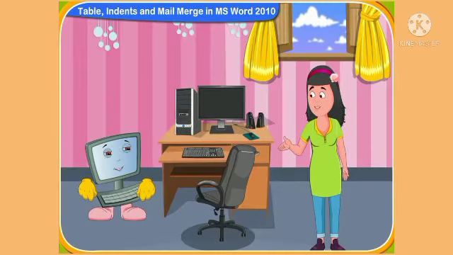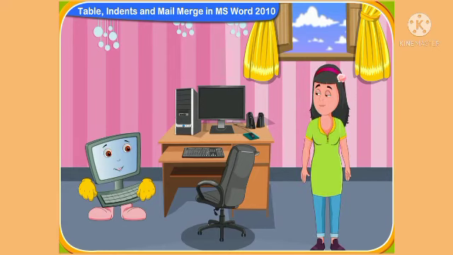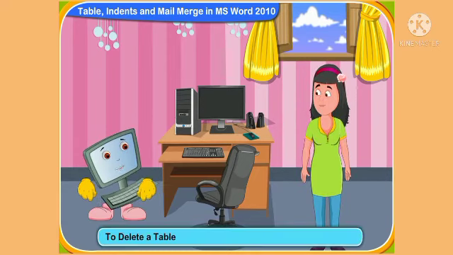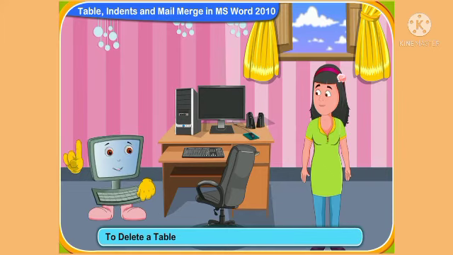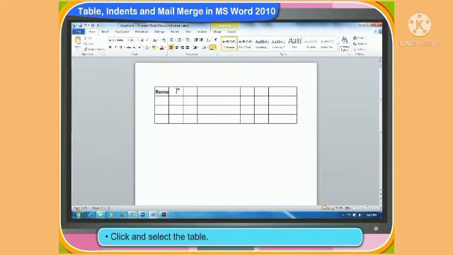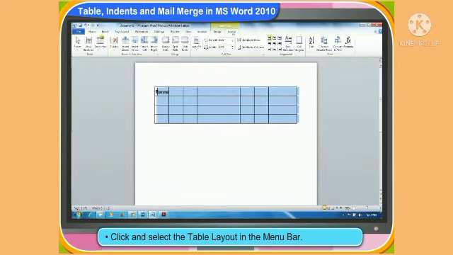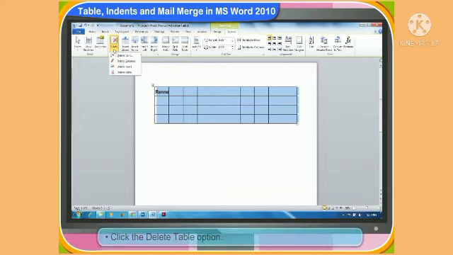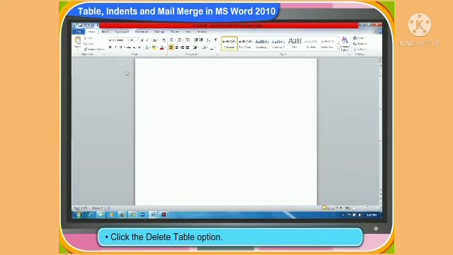How do we delete a table or anything in it? These are the steps to delete a table and its content. First, click and select the table. Click and select the Table Layout in the menu bar. Click on the drop-down option under the Delete option. Click the Delete Table option. The entire table and its content will be deleted.